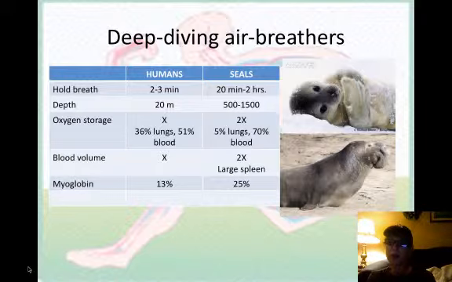Seals have 2 times the blood volume of humans. They have a large spleen that can store 24 liters of blood. Diving mammals have a higher concentration of myoglobin, oxygen-storing proteins in muscles. Seals store 25% of oxygen in their muscles, humans only 13%. Diving mammals also swim with little muscular effort. Their heart rate and oxygen consumption decrease during a dive.